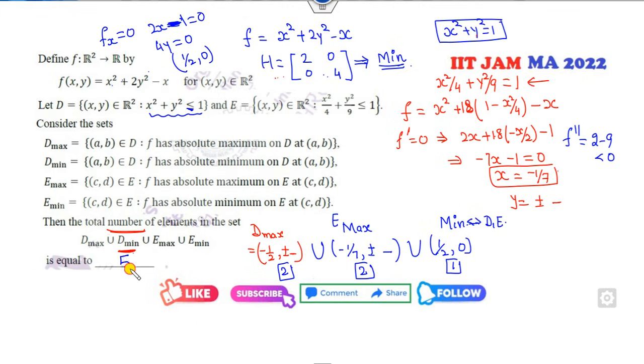So how many solutions are there? There are 5 solutions. Because if you count 2 times here, 1 for the D and 1 for the E, the union will always be the single one. So the right answer is 5.